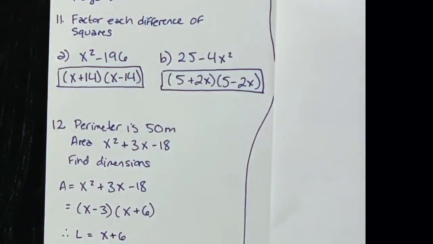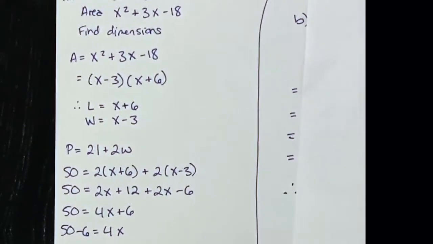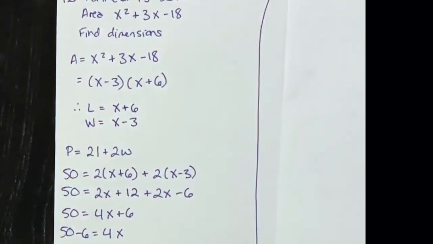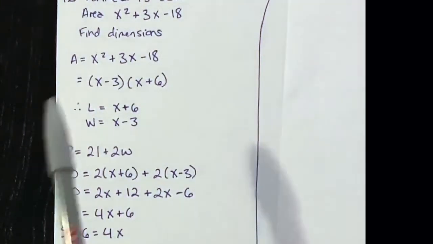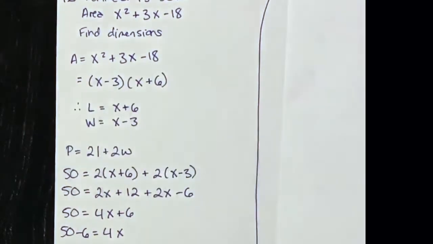Okay, this one here. Oh, that's a long one. Okay, so question 12, here we go, says that the perimeter is 50 meters. The area is x squared plus 3x minus 18. So we have to find the dimensions. So the first thing is that our area equals this. Area equals x squared plus 3x minus 18. So I'm going to write down area equals x squared plus 3x minus 18.